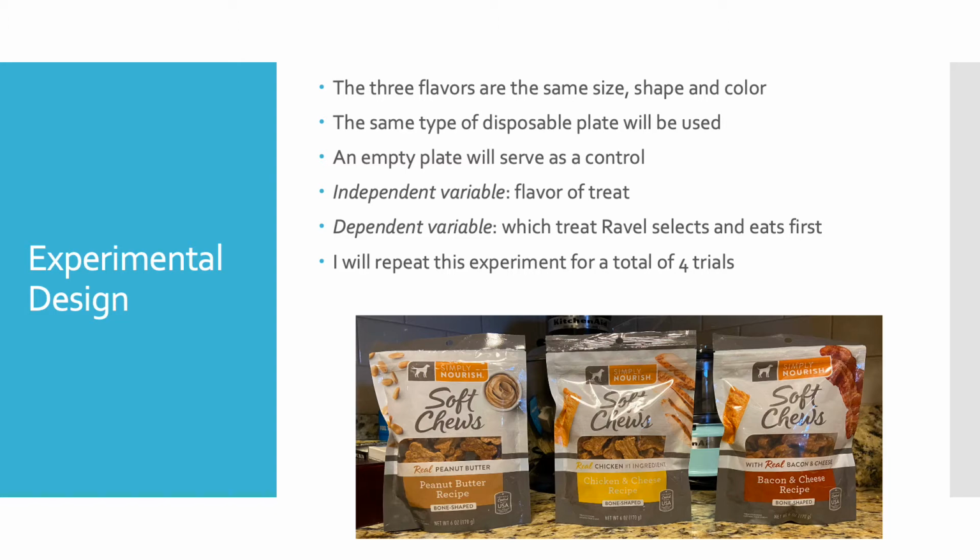So for this experiment, these are my variables. My independent variable, the one that I am manipulating, is the flavor of the treat. The dependent variable is going to be which treat flavor Ravel selects first.